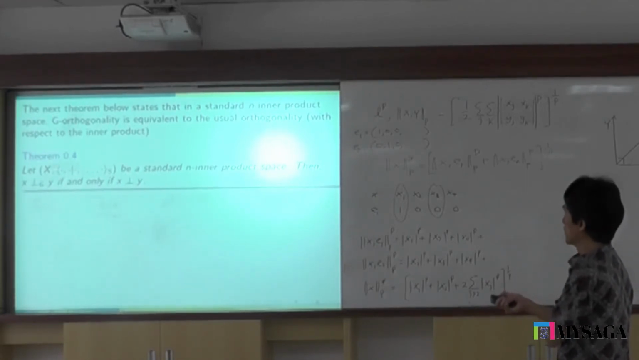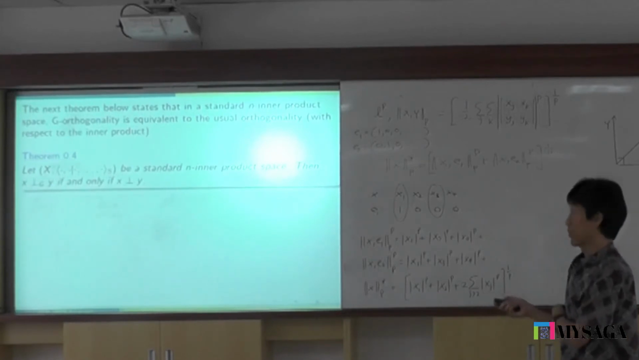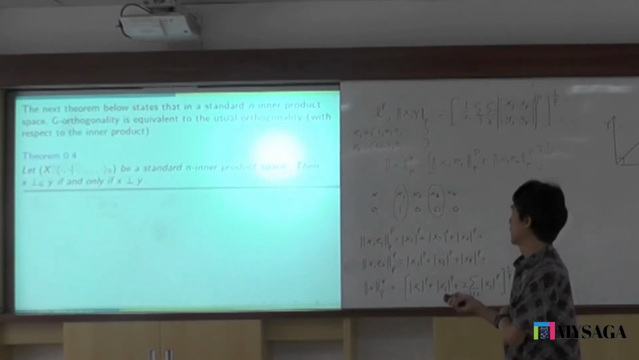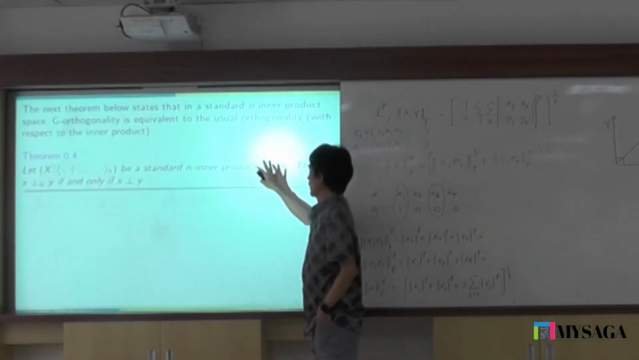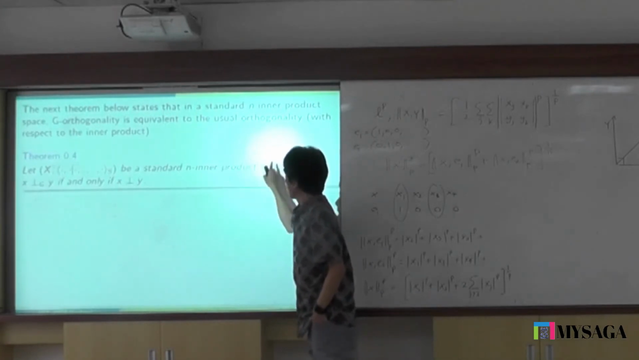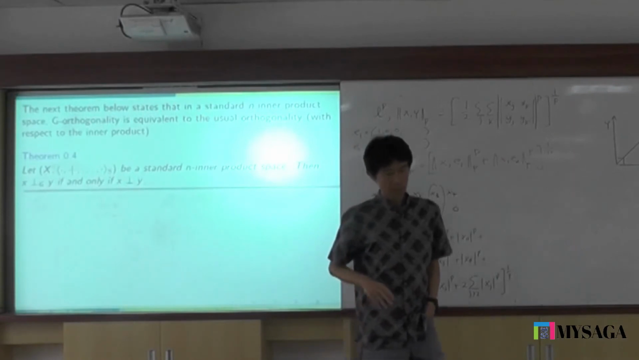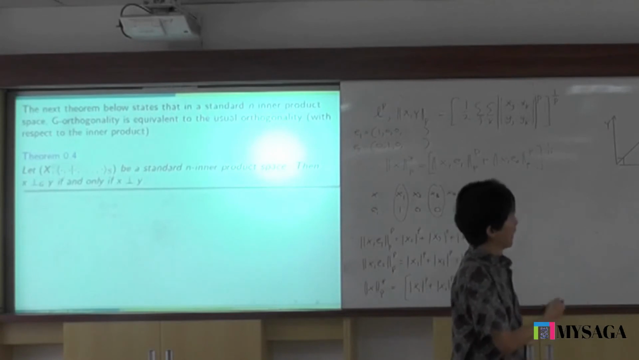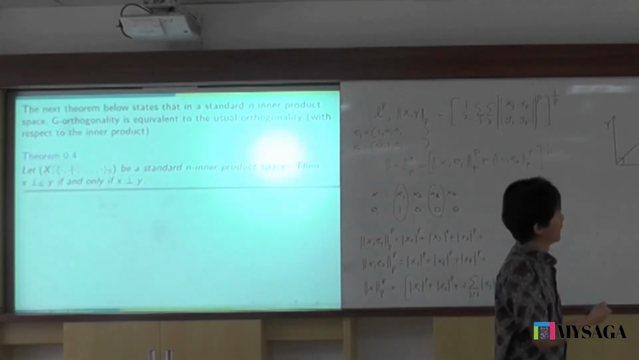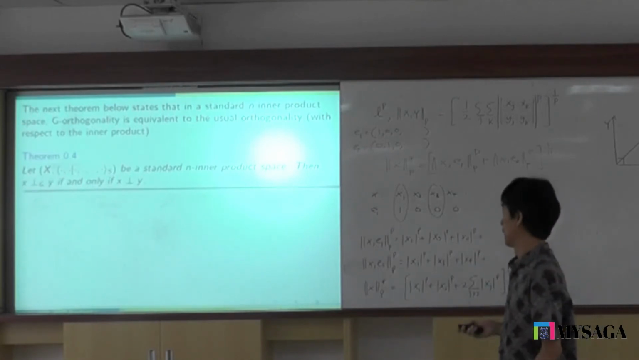Okay. So this theorem says that x is G orthogonal to y if and only if x is orthogonal to y in the usual sense, when X is implicitly, by the word standard, meaning that X is actually equipped with an inner product, and the norm is generated from the inner product by this formula. Okay?